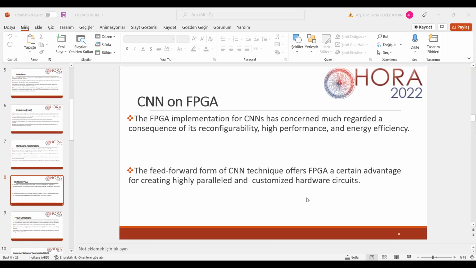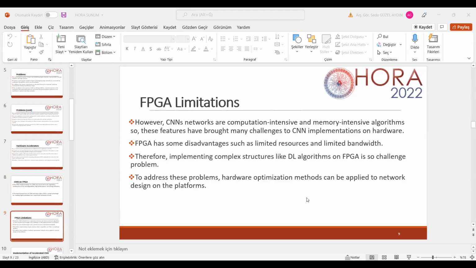The FPGA implementation for CNN has received much attention because of its reconfigurability, high performance, and energy efficiency. The feed-forward format of CNN techniques offers FPGA a certain advantage for creating highly parallel and customized hardware circuits, but some limitations exist. However, CNN networks are computationally intensive and memory intensive algorithms. So these features bring many challenges to CNN implementation on hardware.